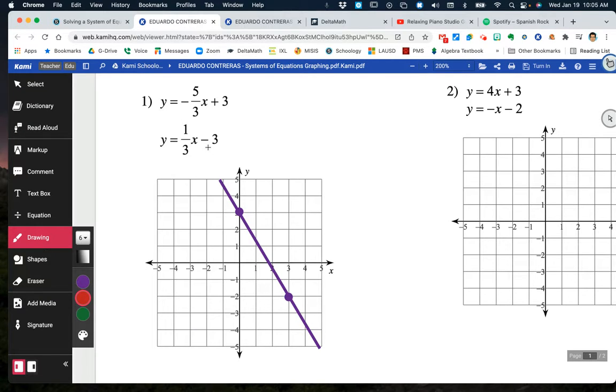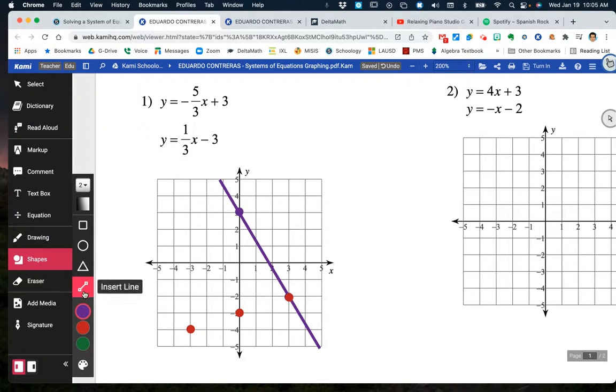This line is going to cross at, it says -3. So that's on the y-axis at -3. And then our slope is 1/3. So that tells us to go up 1 to the right 3. So there is our point of intersection. I'm just going to put one more to make a neater line. So there's my 3 points. And here's my line.